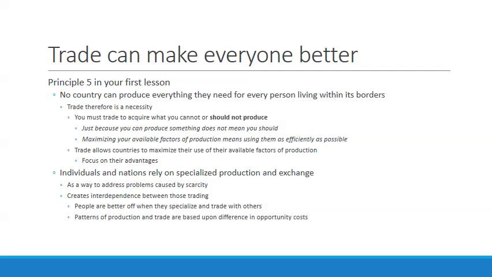Now, patterns of production and trade are based upon differences in opportunity cost. And that's going to be the real key of this lesson, is understanding that what we make and why we make it is based entirely on the opportunity cost of making those goods.